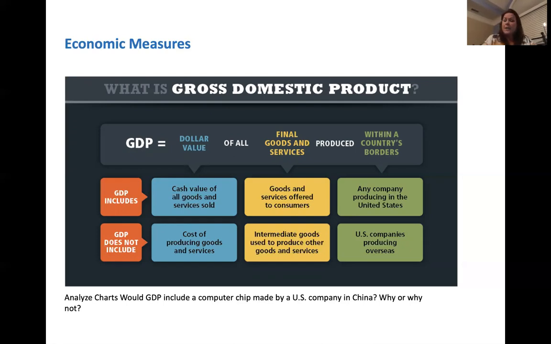They're in the green. It's any company producing in the United States. So even if it's Nissan, that's a foreign company, we're counting their production. We do not count any U.S. companies producing overseas. So if somebody is offshoring and they've got a plant in China, we are not counting what they're producing.